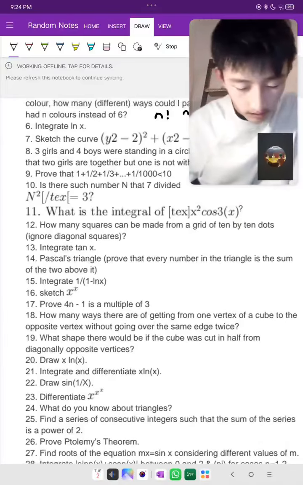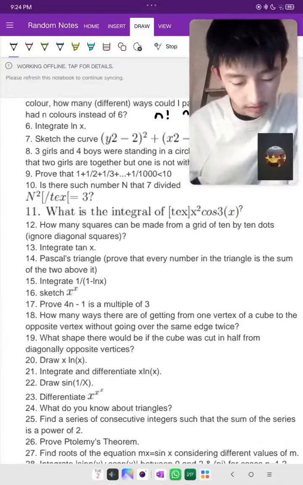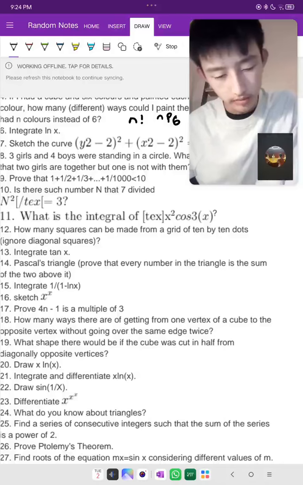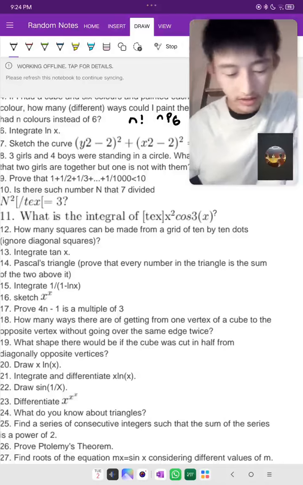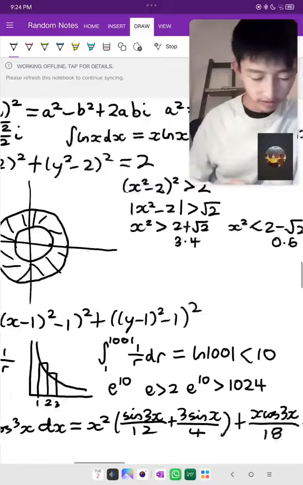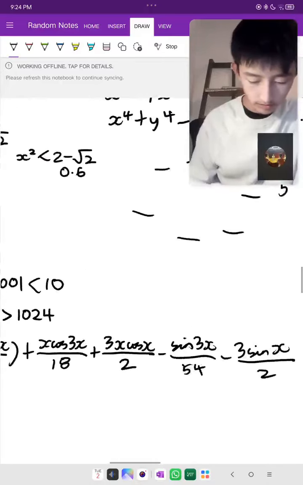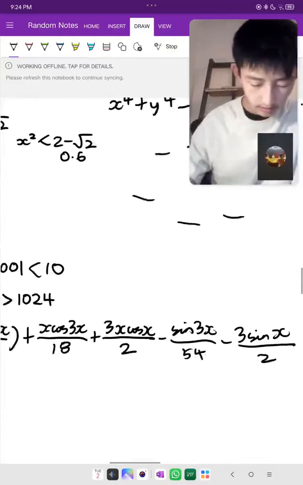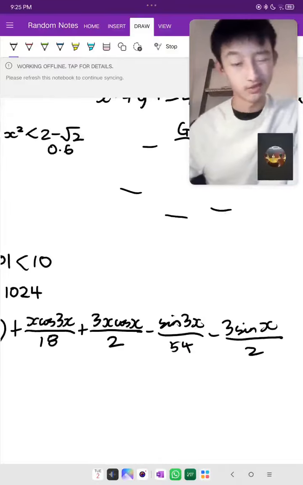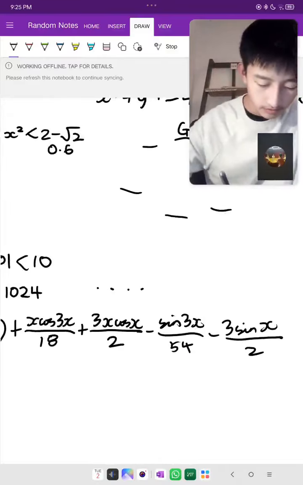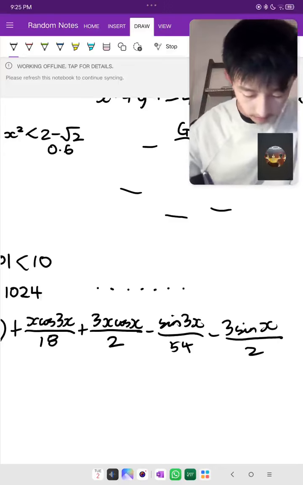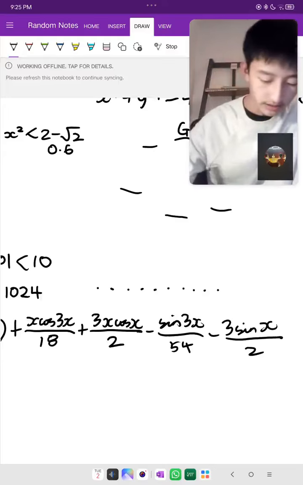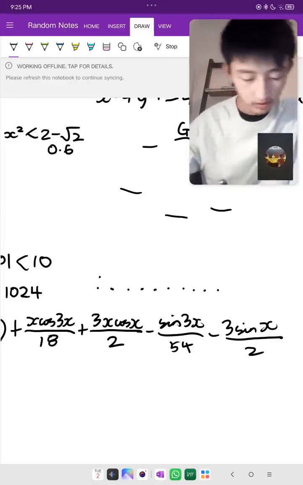Okay. How many squares can be made from a grid of 10 by 10 dots? This I've seen and done a lot of work on. It should be 3025. So just to explain it briefly, if I do this here. Oh wait, 10 by 10 dots or 10 by 10 squares? 10 by 10 dots. Okay, so it should be 2025. So if we have our 10 dots, 1, 2, 3, 4, 5, 6, 7, 8, 9, 10. Okay, then that's essentially 9 unit squares, and we go up.